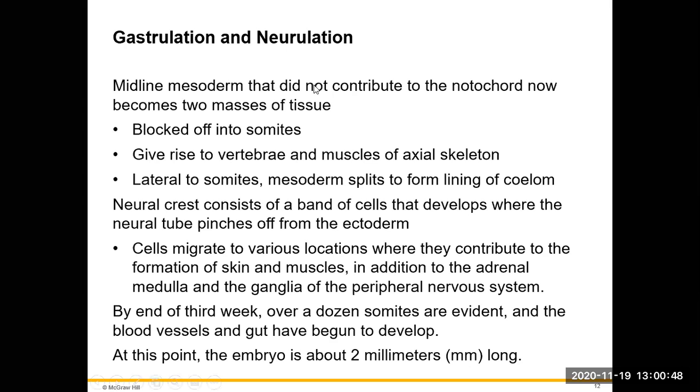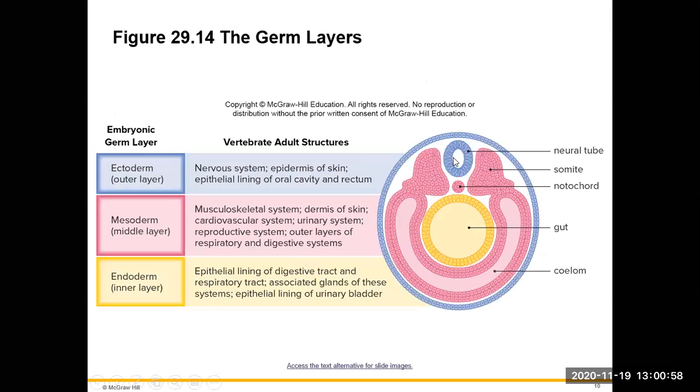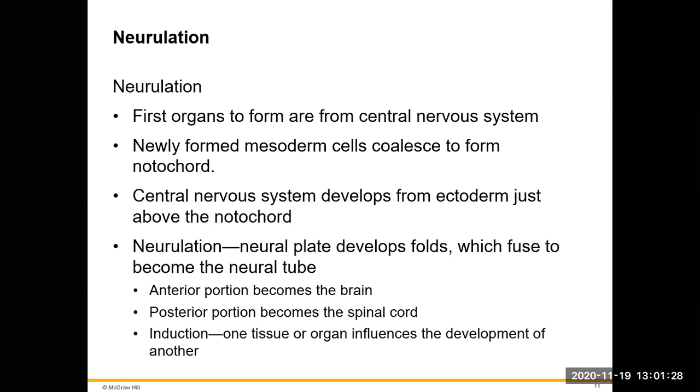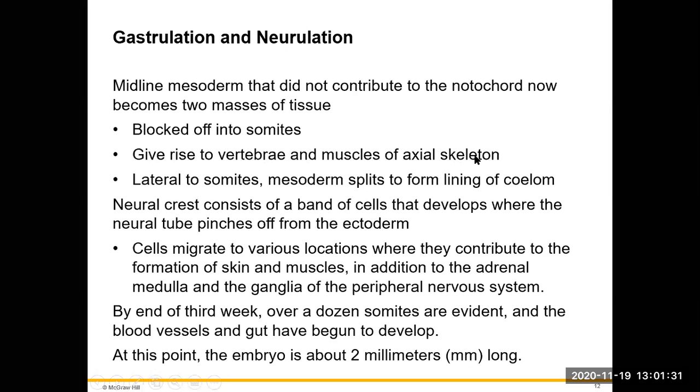Gastrulation and neurulation: midline mesoderm that didn't contribute to the notochord now becomes two masses of tissue. Okay, so what it's saying is these pink cells are the somites, right? So these somite cells that do not contribute to the notochord, those cells that didn't become this notochord, are going to develop into muscles and bones. That's what it means. This whole thing is going to develop into muscle and bones. In particular, some of the bones are the vertebrae and the muscles are obviously everywhere. So we have the vertebrae and muscles of the axial skeleton. They develop from those somites.